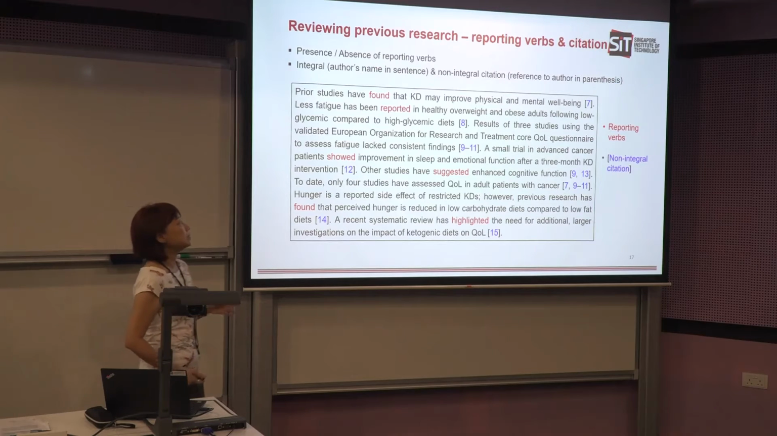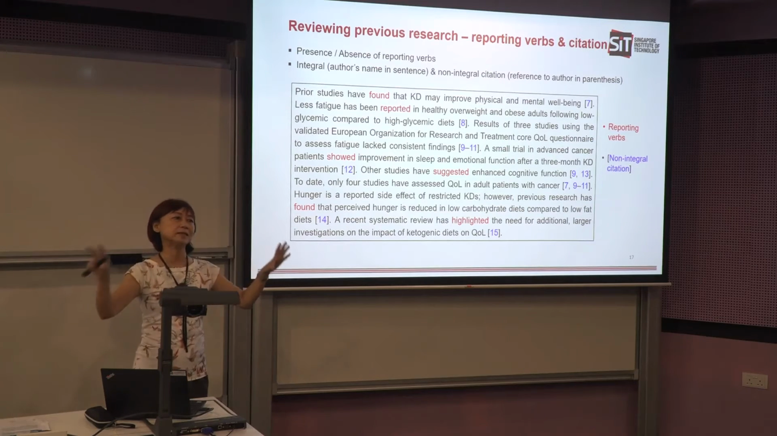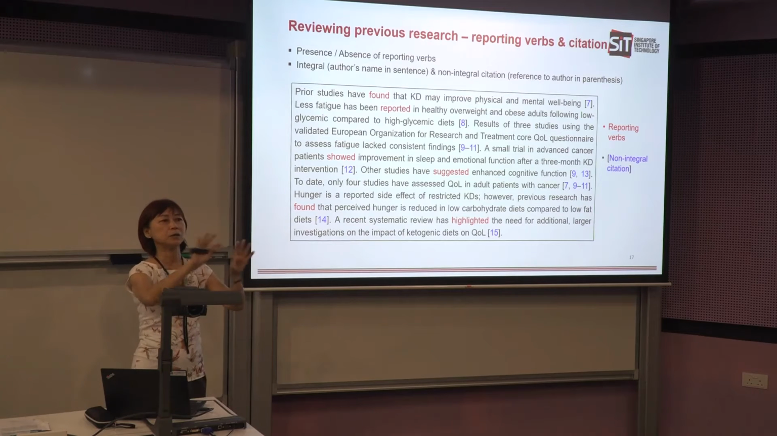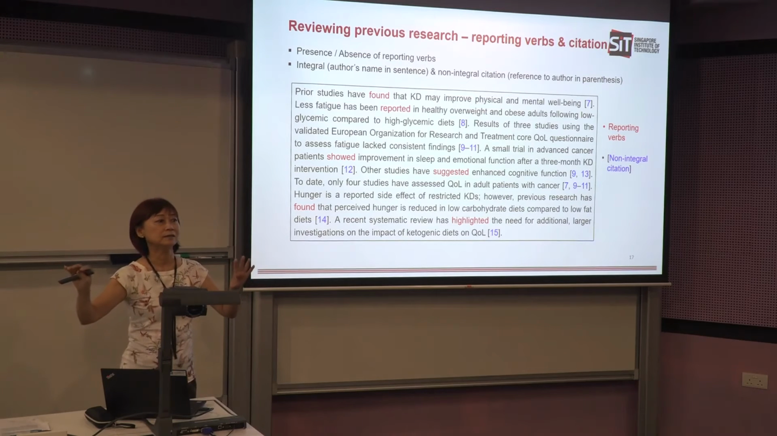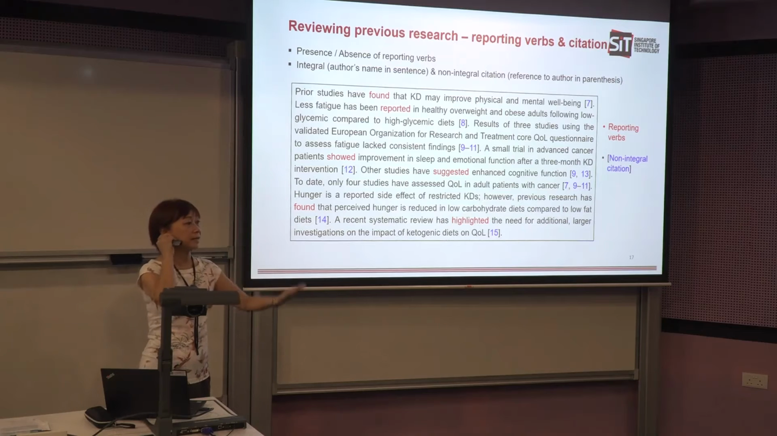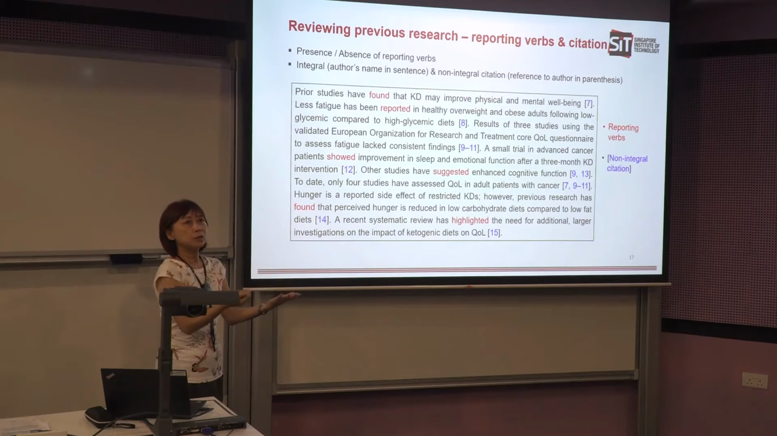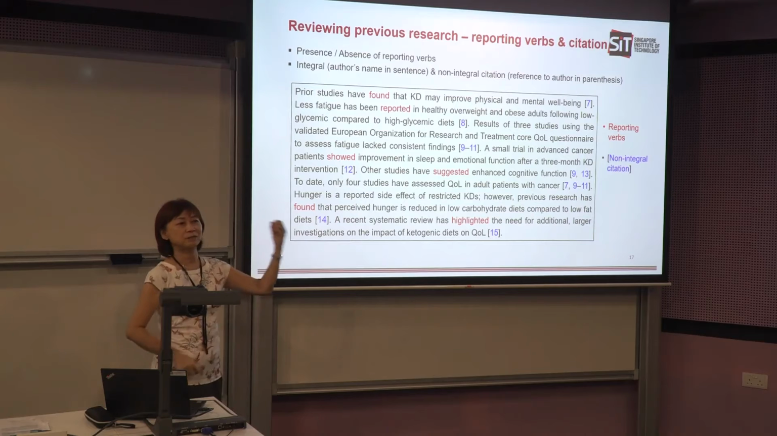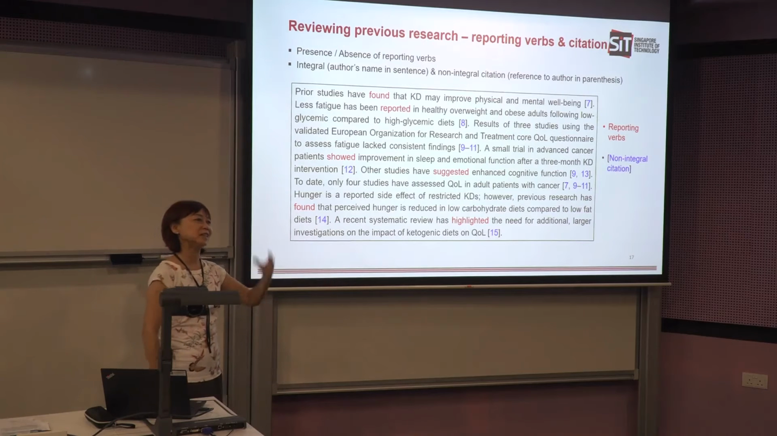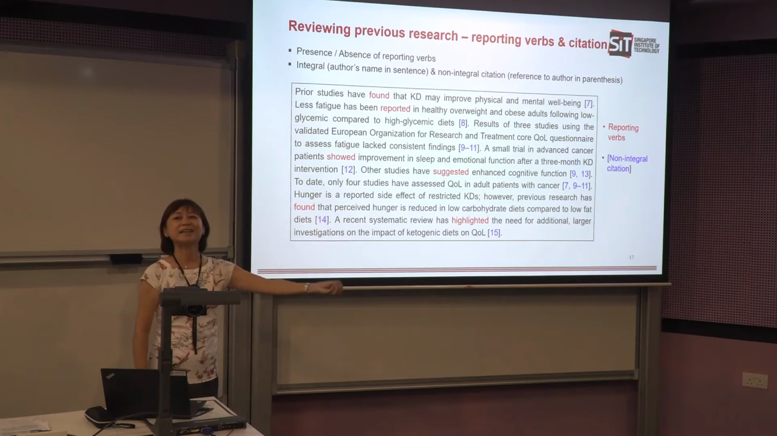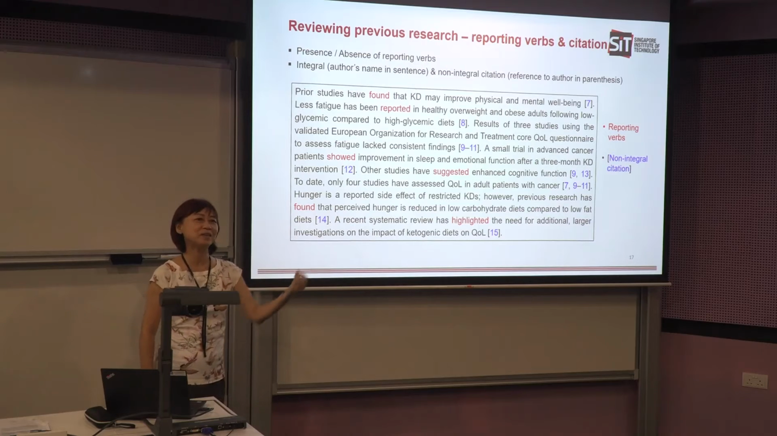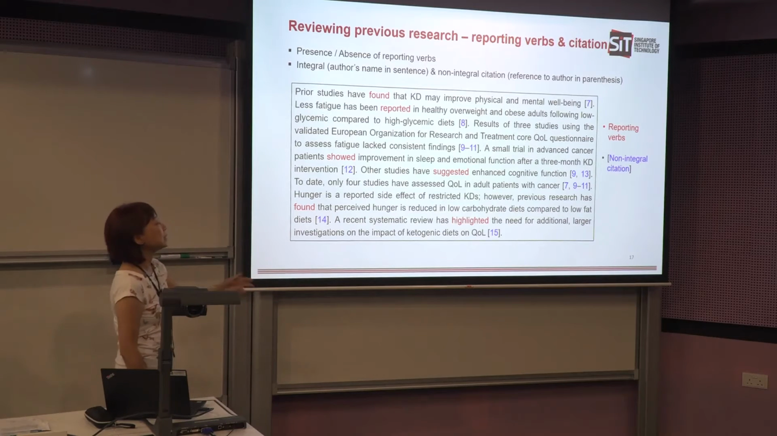Integral citation is when we use the author's name in the sentence. For example, we say Kodabashi et al. found. So if I write that, then you know that I am attributing the information to that person, and I'm acknowledging that. Usually we do that when this is an expert in the field, and we want them to lend credibility or authority to what we say.